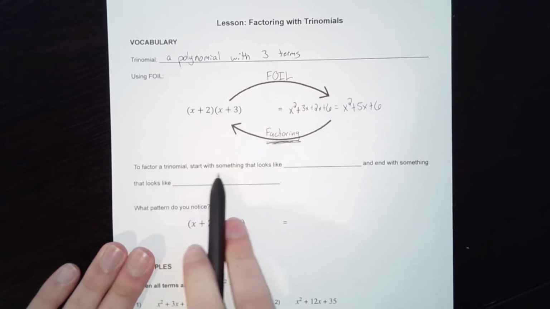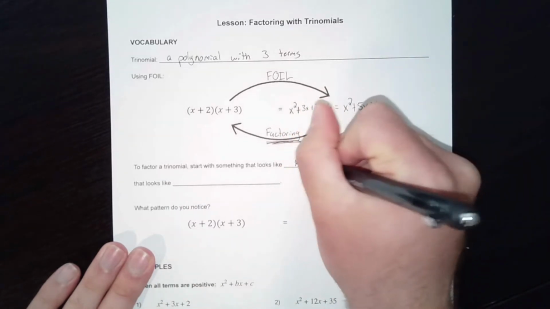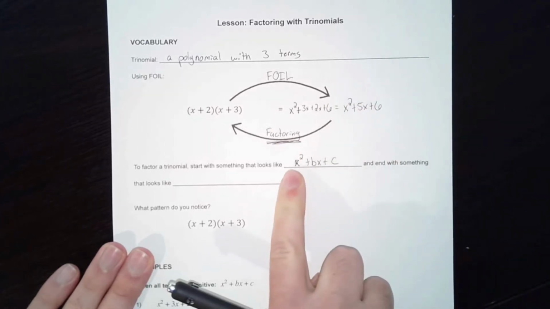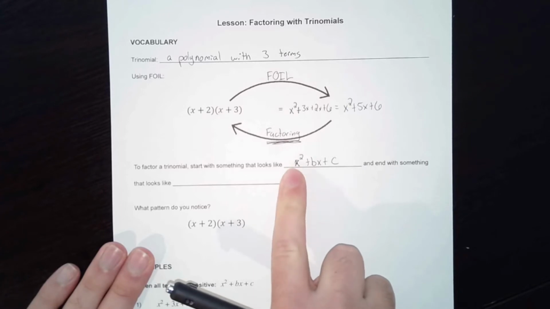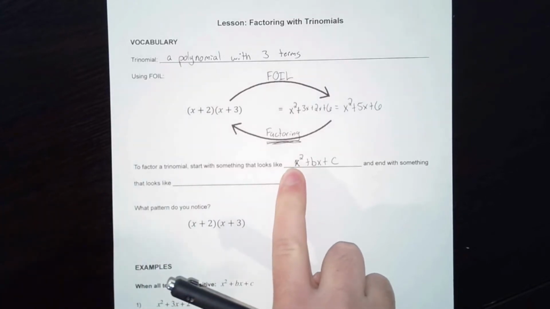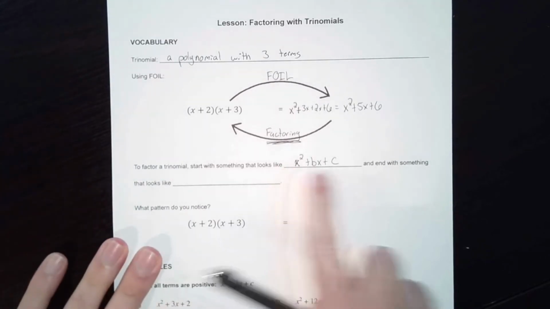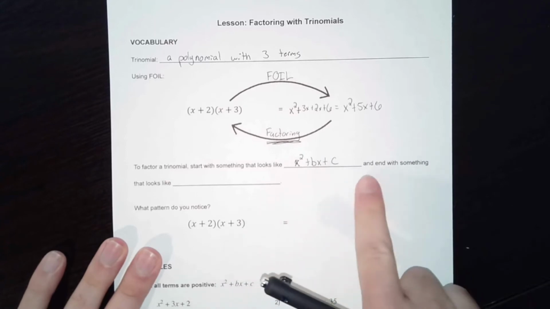To factor a trinomial, we are always going to start with something that looks like x squared plus bx plus c. Now it's important here that I did not put a number in front of x squared. If we ever have a number in front of x squared and I give it to you in this section, it means that it's a GCF, and you need to factor out that GCF first and then do the trinomial that's left. You won't see a ton of those, but they may show up some.